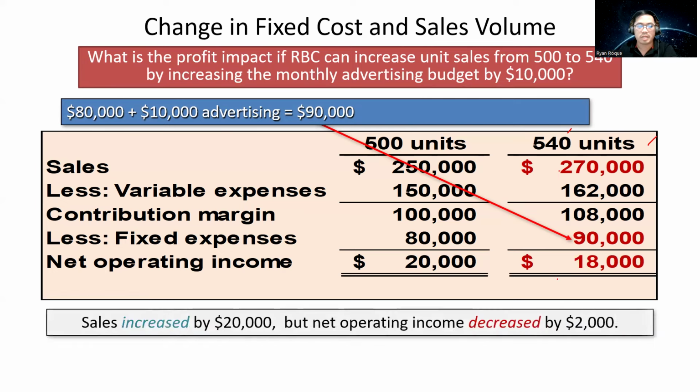So if we compare now, what happened? Your net operating income, despite the increase in your sales of $20,000, there is a decrease in the net operating income by $2,000. So therefore, if you assess the situation, it's not good to advertise because you will decrease your profit by $2,000. All right. So in problems like this, you just have to prepare another income statement, and that is actually quick to do.